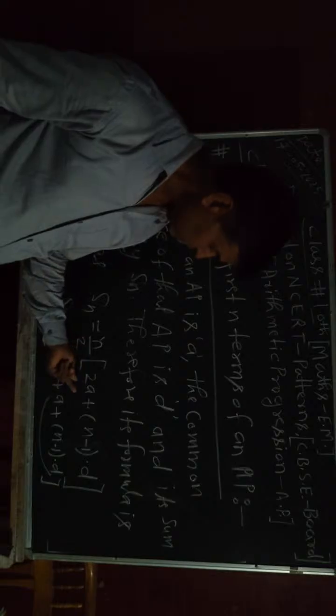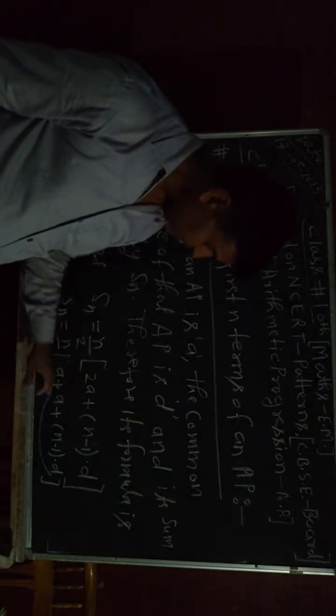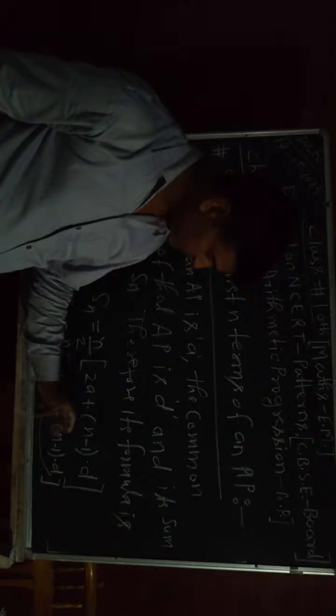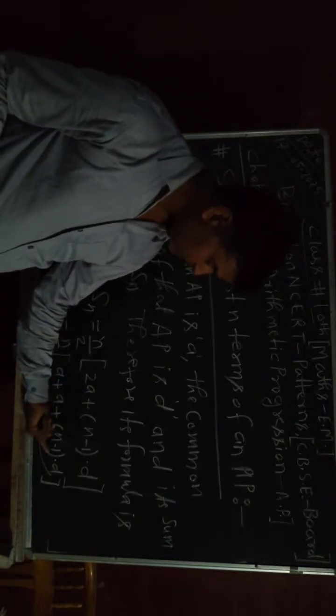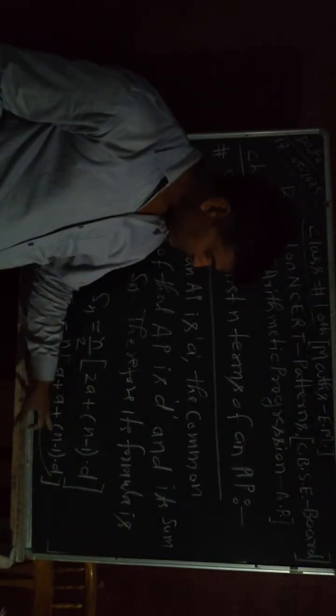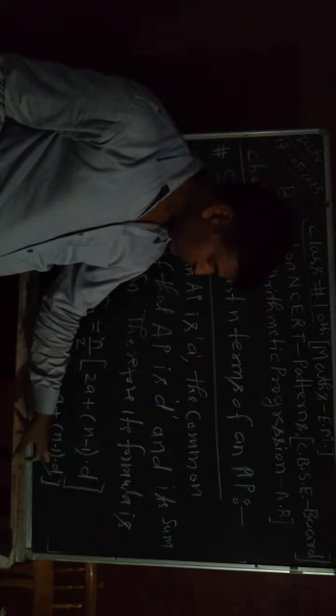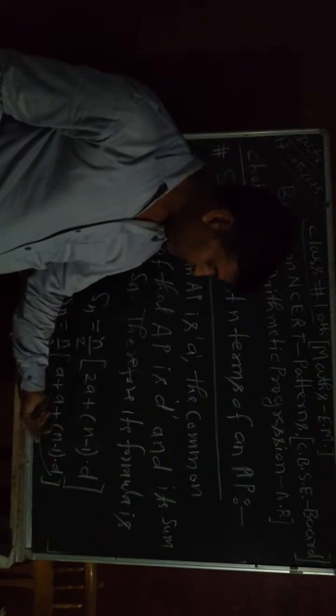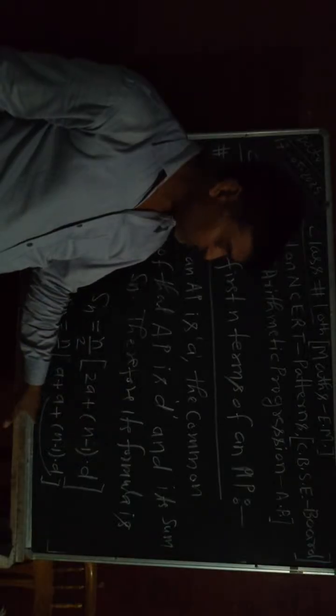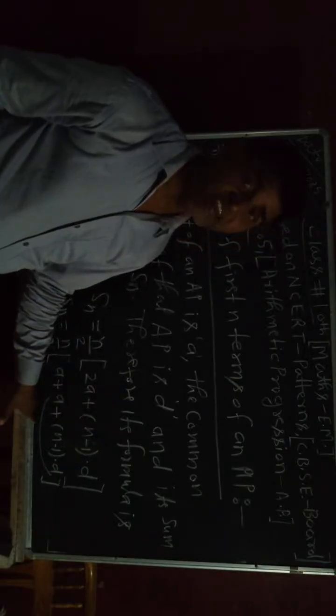Here in the place of 2A I have written A plus A, and this term I have already written the same. So A plus (n minus 1) into D, I have to write the value of AN, that is the nth term of an AP series.